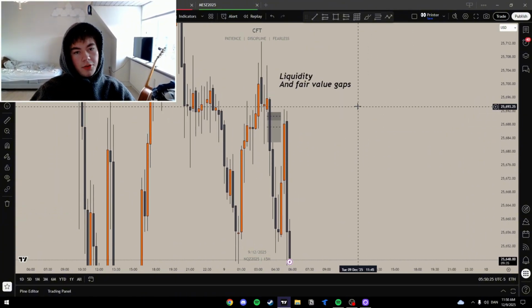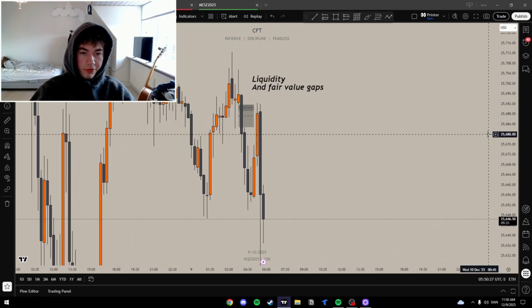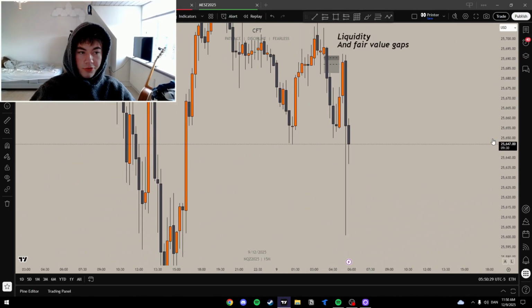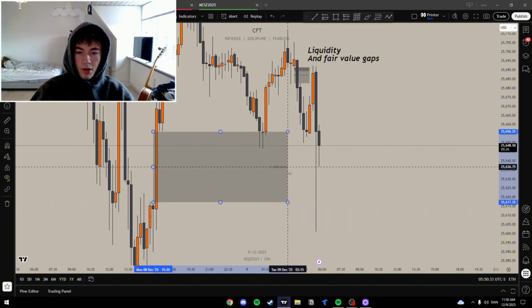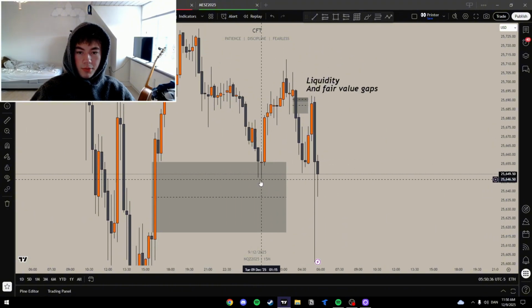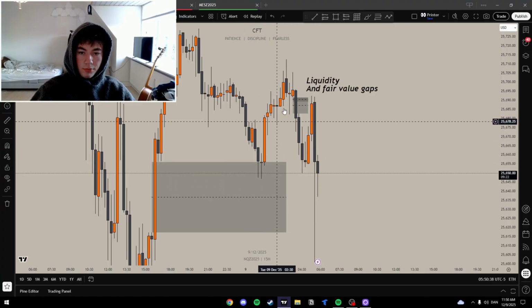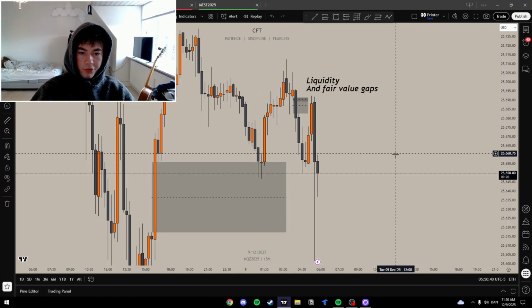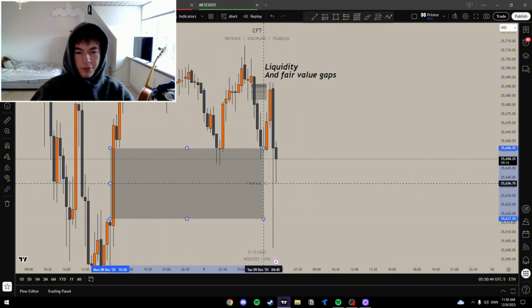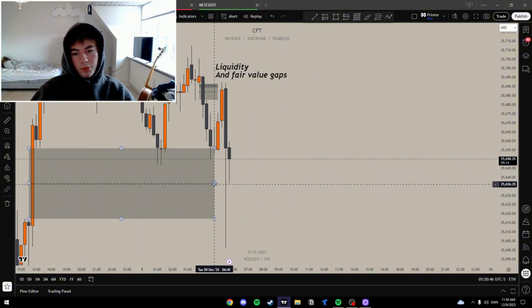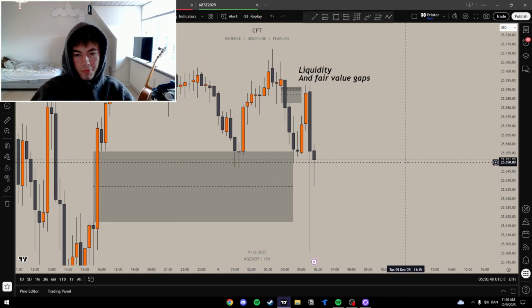So let's go on the higher time frame and see if we can find a fair value gap that we are displacing out of. We do have one right here. That's also unfilled, and funny enough, we come down and bounce off it. As I said, the market likes to fill fair value gaps. Alright, so we have a fair value gap, check.